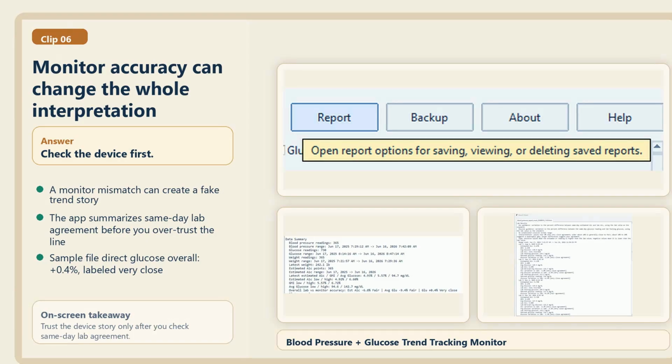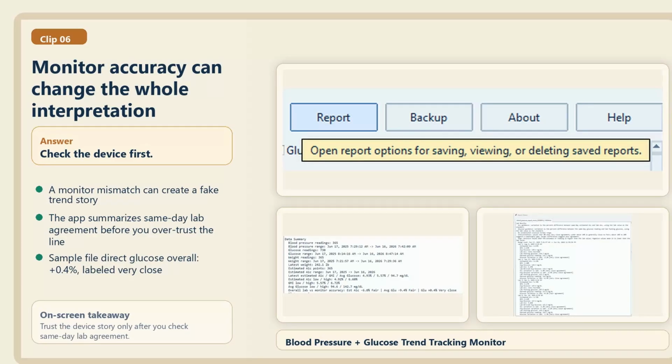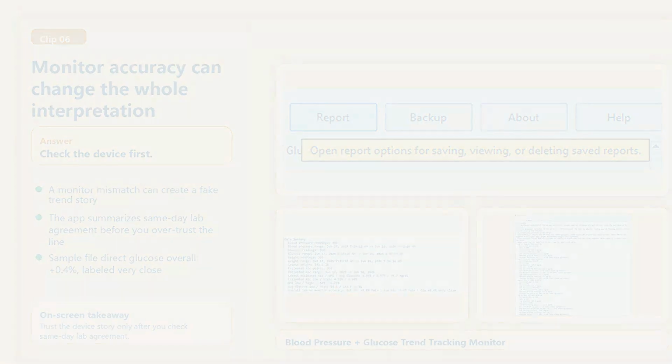Monitor accuracy can change the whole interpretation. Another hidden pattern problem is device bias. If the glucose monitor itself is drifting away from same-day lab results, then the trend you think is physiological may be partly device error. The report button opens a summary that checks same-day lab dates, and in the sample file the direct glucose line reads plus 0.4%, very close overall. The detailed rows then show each lab date, matched reading, and variation label. That means the app is not just plotting a glucose line. It is helping you judge whether the glucose line is trustworthy enough to interpret in the first place.